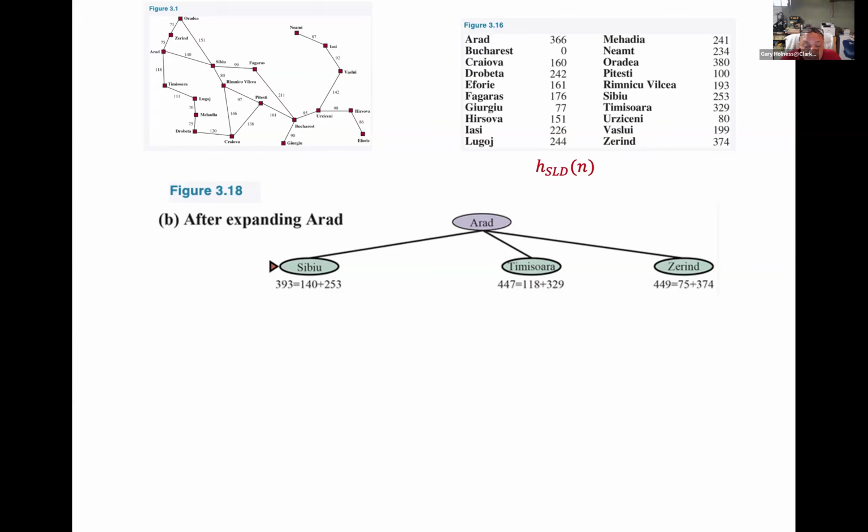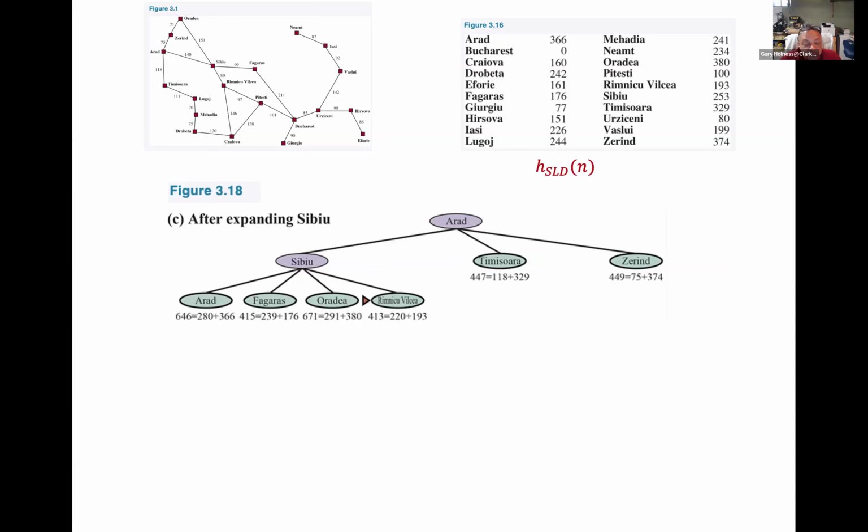And again, we get three successors, Sibiu, Timisoara, and Zerind. So Sibiu, we'll notice its h of n value is 253. Its incremental transition cost is 140. We add the two together, we get 393. Timisoara, its g of n is 118, so that is its step cost to get to Timisoara from Arad, plus 329 for 447. And Zerind, g of n is 75, h of n is 374 for a total of 449. So these three nodes we encounter, we place them on the priority queue. Arad has been popped off the priority queue. And because Sibiu has the lowest g of n plus h of n, we're going to pick that off of the queue on the next round.